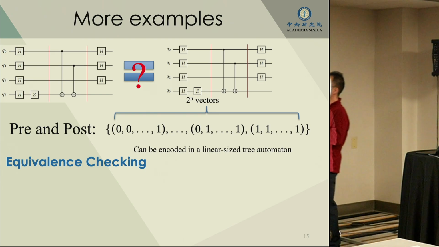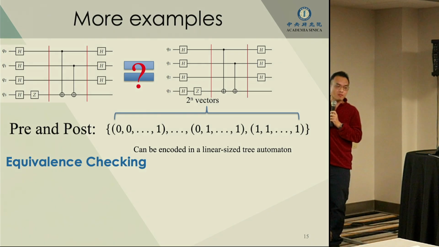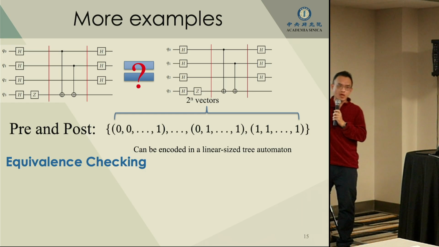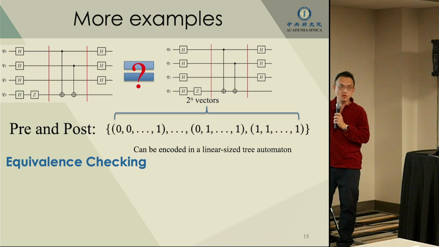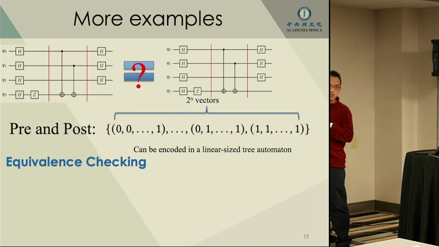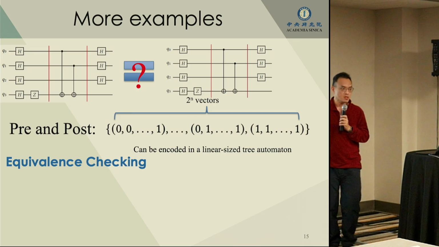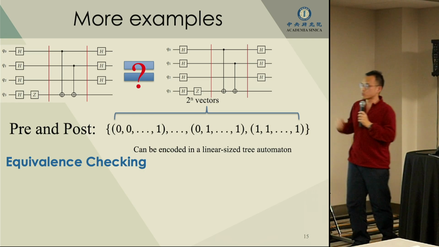If we have a circuit, we have a matrix of 2 to the power of n times 2 to the power of n. If we feed in 2 to the power of n linearly independent vectors, and all of them go back to themselves, then we know that this circuit is the identity. This is the way we check identity.